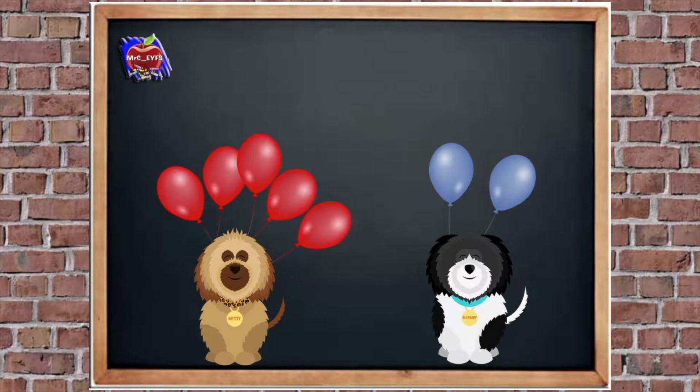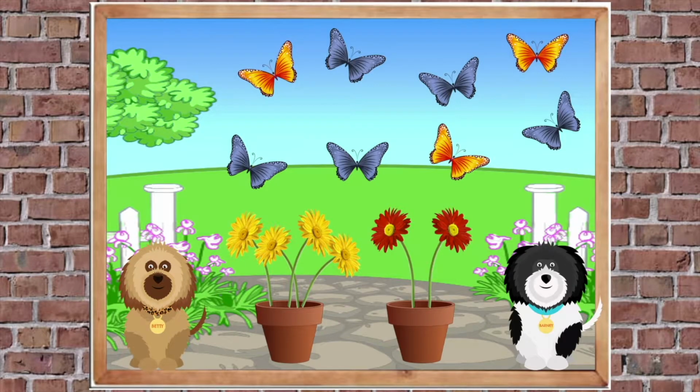Yeah, 2. Let's count them. 1, 2. Good job. Right, who has got more balloons? Betty or Barney? Yeah, Betty, because 5 is more than 2. So Barney's got 2 balloons. What word could we use? We would say Barney has fewer. Yeah, so we've got more and fewer. Good job.